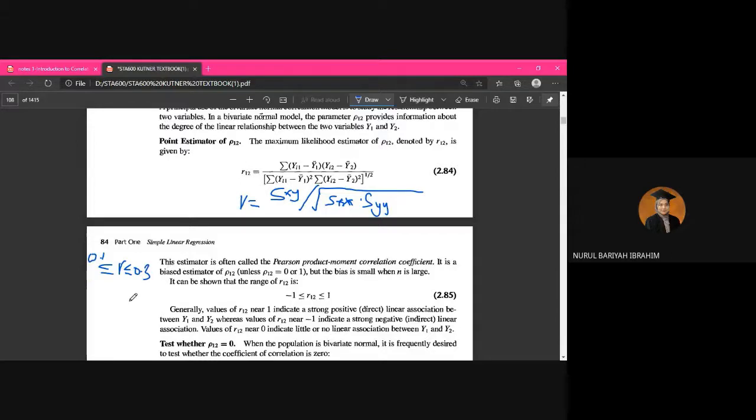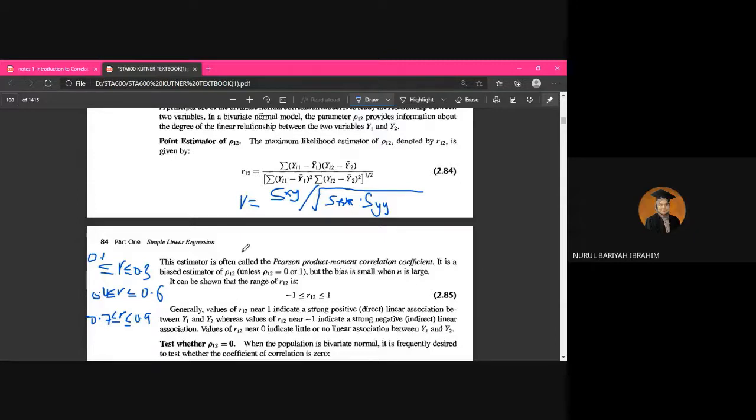If your R is between 0.4 and 0.6, it is a positive, moderate, linear relationship between X and Y. If your R lies between 0.7 and 0.9, it means that there is a positive, strong relationship between X and Y. If your R is equal to 1, we can say that the correlation is perfect positive, a perfect positive linear relationship between X and Y.